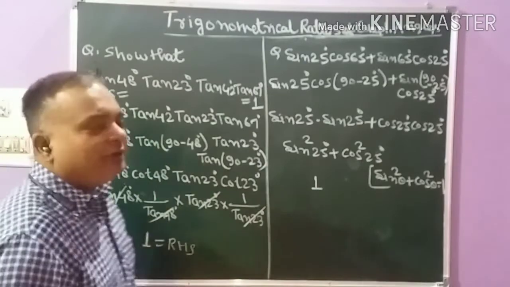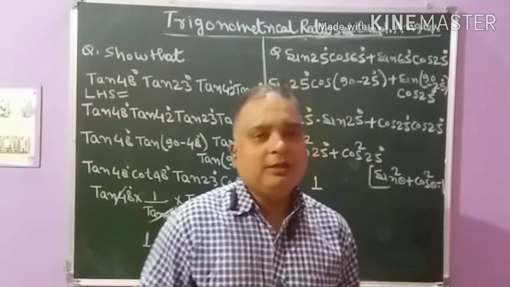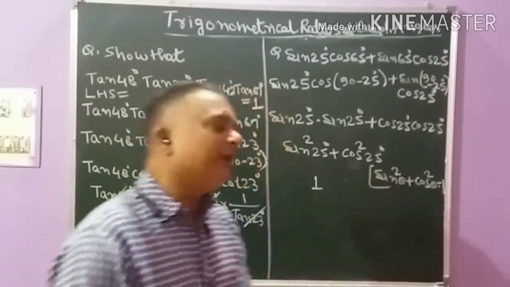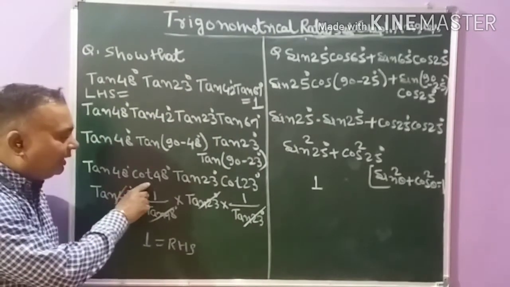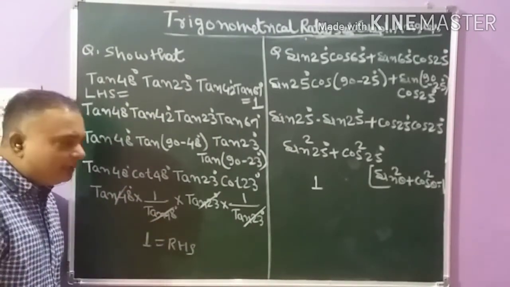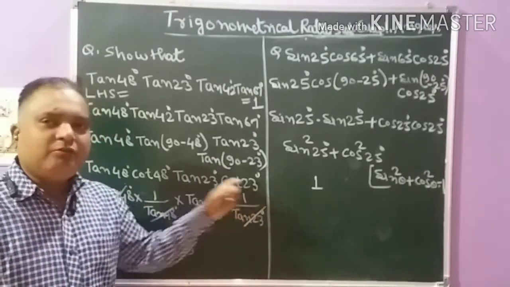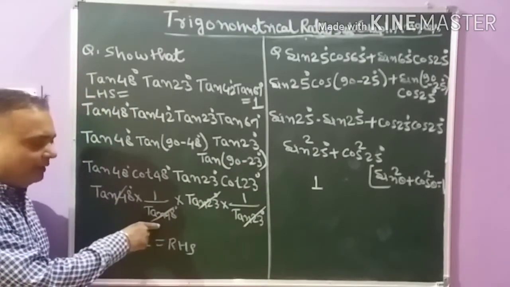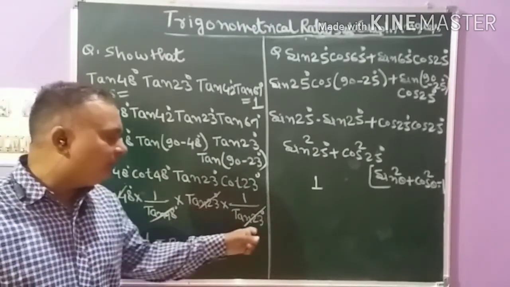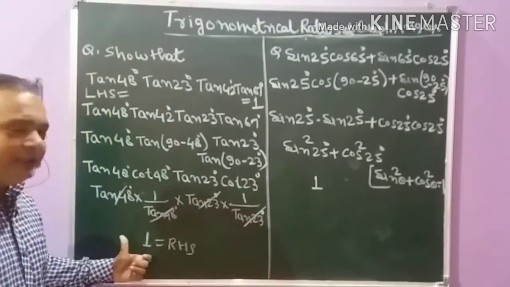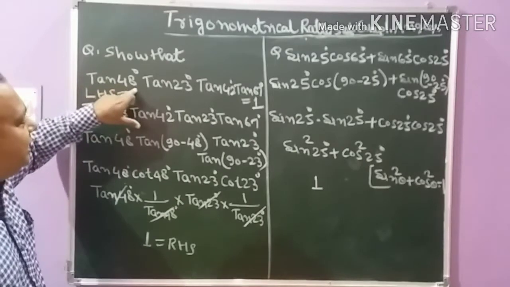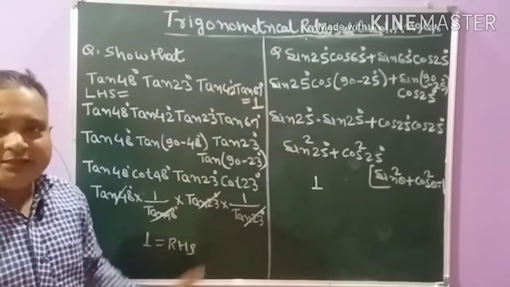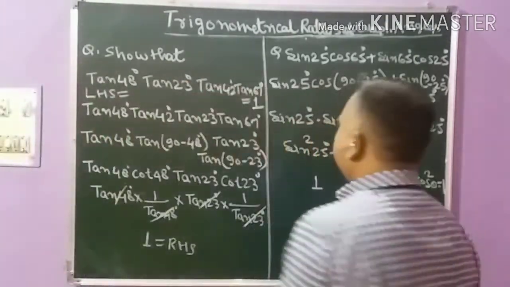Now we know that tan and cot functions are reciprocals. Means we can write tan theta equal to 1 upon cot theta, or cot theta equal to 1 upon tan theta. In the same way, cot 48 degrees we can write as 1 upon tan 48 degrees, and cot 23 degrees we can write as 1 upon tan 23 degrees. Now tan 48 cancels, tan 23 degrees with tan 23 degrees is cancelled. So the answer is 1. So it is proved that tan 48 degrees into tan 23 degrees into tan 42 degrees into tan 67 degrees is equal to 1. Now next question.